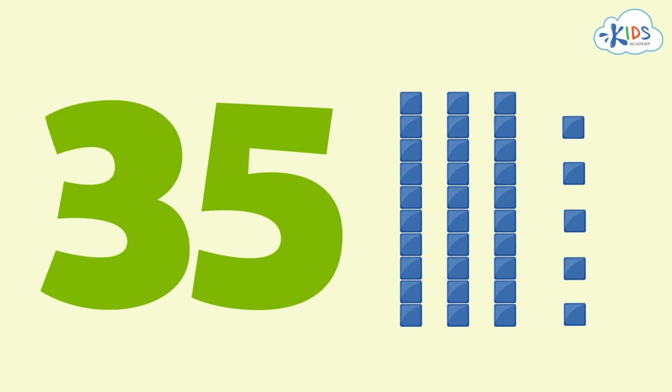Let's try it. 10, 20, 30. The value of the 3 is 30. Another trick you can remember is to just put a 0 at the end of the number. The 3 in 35 is represented by the 3 tens blocks, which equals 30.